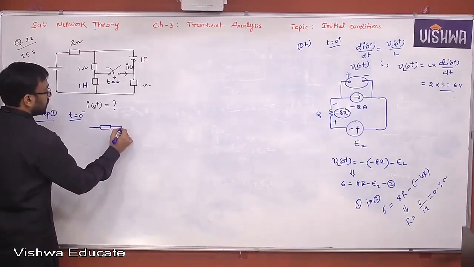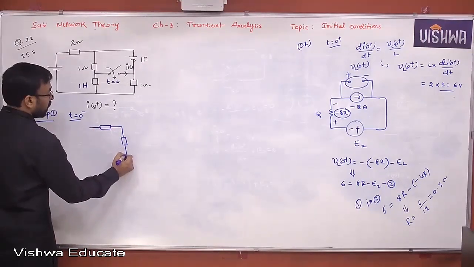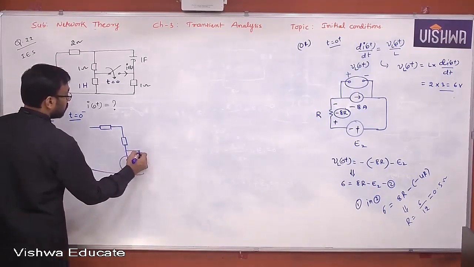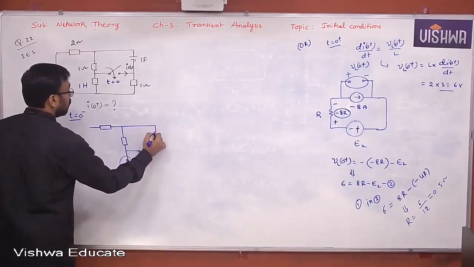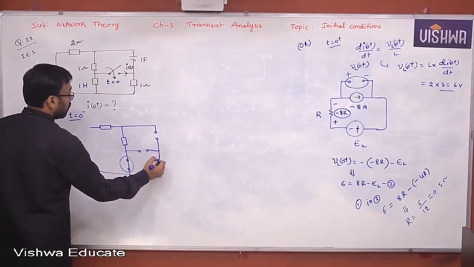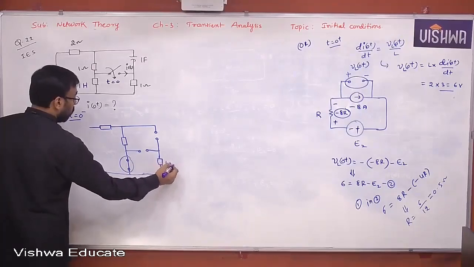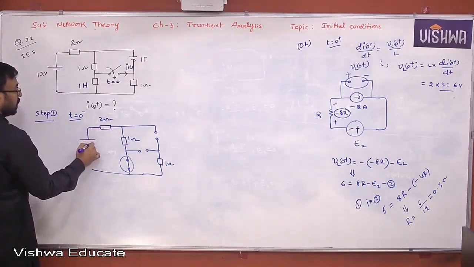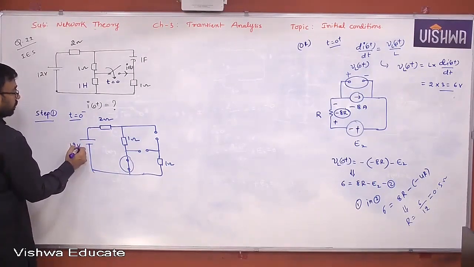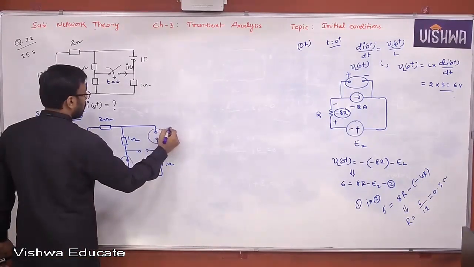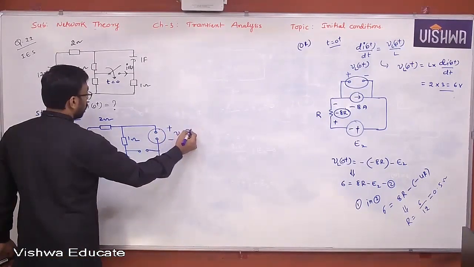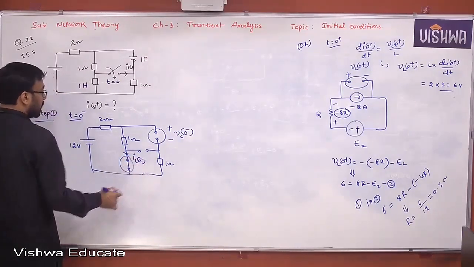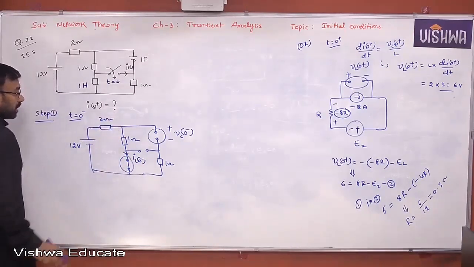Now t equal to 0 minus, the resistor remains resistor. Inductor is acting like a short circuit. This is open. This is also open. This is 1 ohm, this is 1 ohm, this is 2 ohm, and this is 12 volt. This is a capacitor, plus minus, VC of 0 minus. This is an inductor, IL of 0 minus. Our objective is always IL of 0 minus, VC of 0 minus in this step.